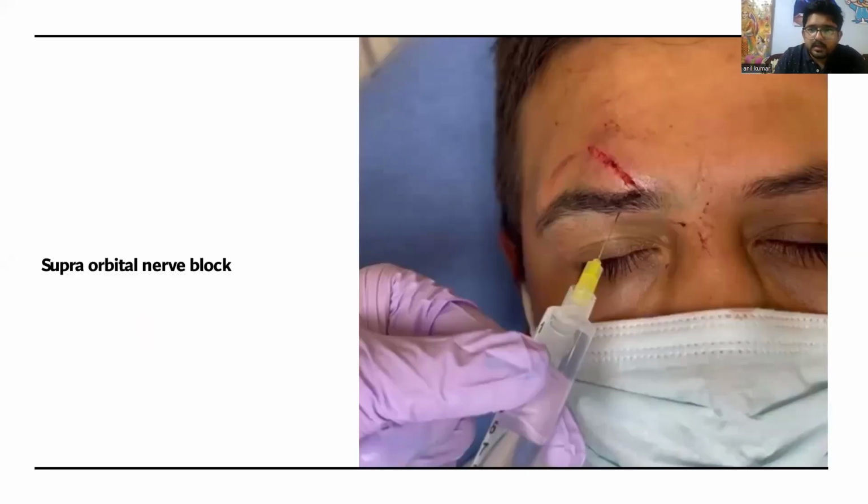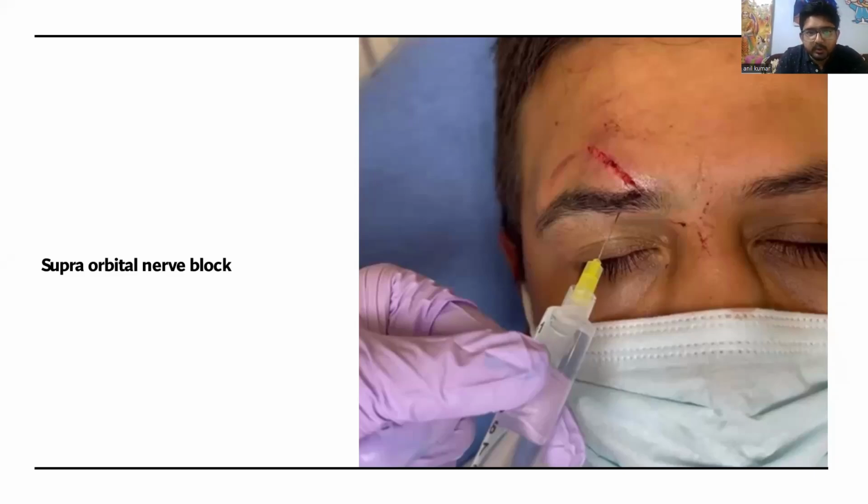So the patient can be easily sutured by giving just 2 ml of local anesthetic. Local infiltration is not required like the surgeon does, but as anesthetists, we can give just 2 ml medial to the supraorbital notch, and we can give the supraorbital block anesthesia.